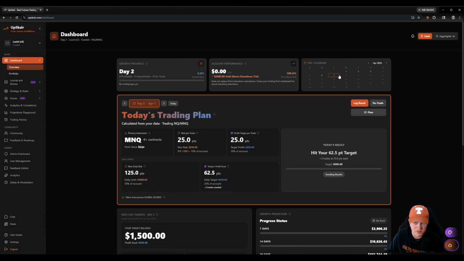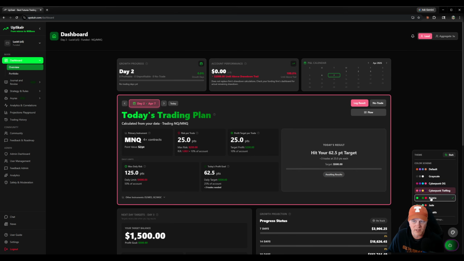P&L Calendar, this one's straightforward. It's just going to be a heat map that shows profit and loss days. Bigger profit, bigger loss are going to be brighter colors depending on the color theme that you've chosen. So I'm using the default template right now, but if you were to switch to different template colors, you'd see different colors in the heat map once trades are out there.